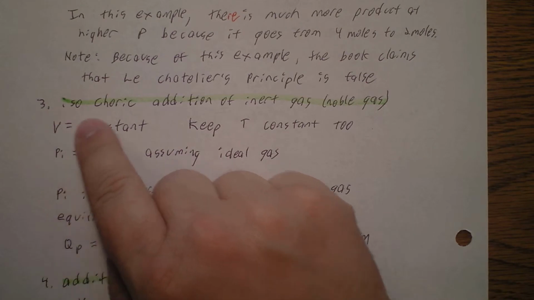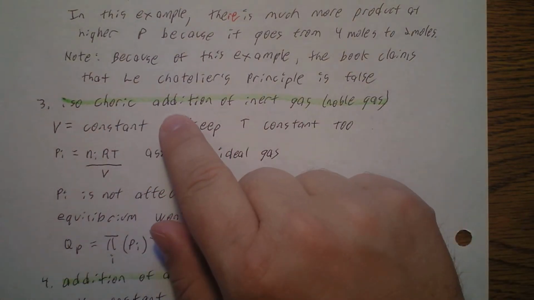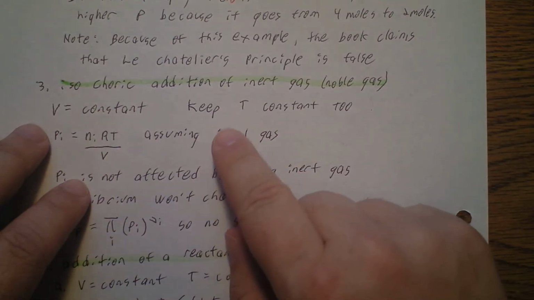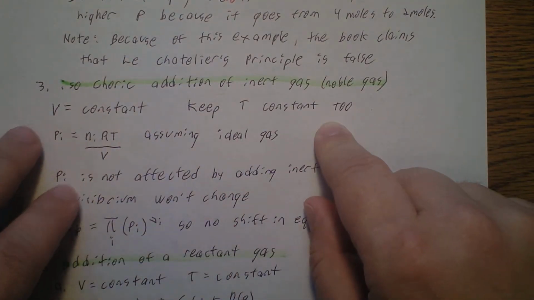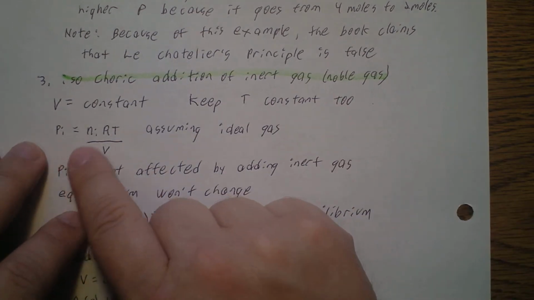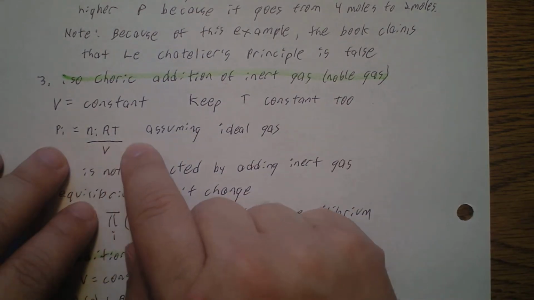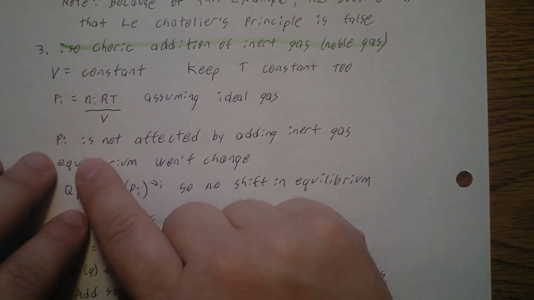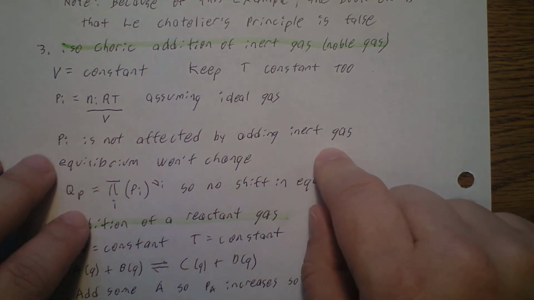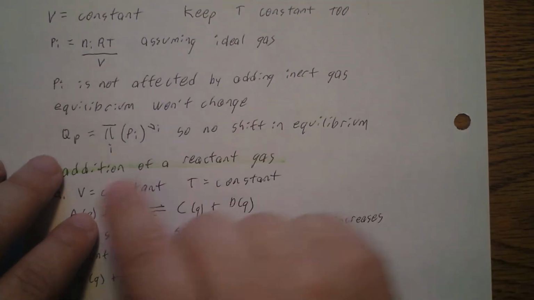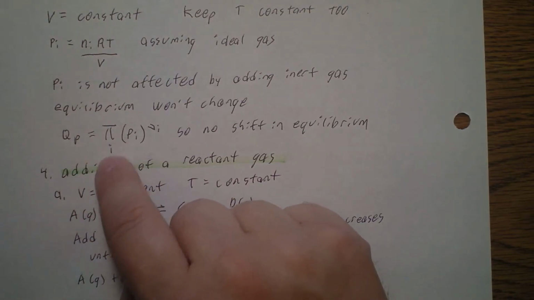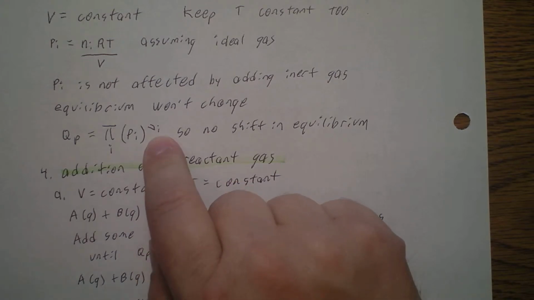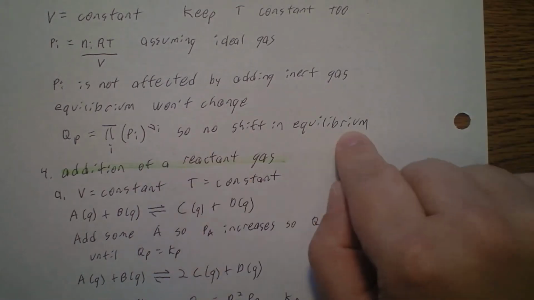Now let's talk about isochoric, remember constant volume, addition of an inert gas, a noble gas. So V is constant, that's what isochoric means. We're going to keep the temperature constant too. The partial pressure of I is the number of moles of substance I times R times T over V, assuming an ideal gas. The partial pressure of I is not affected by adding an inert gas, so the equilibrium won't change. So that means our QP is going to be the product over all substances I of the partial pressure of I to the power of the stoichiometric coefficient of I. So there is no shift in equilibrium.